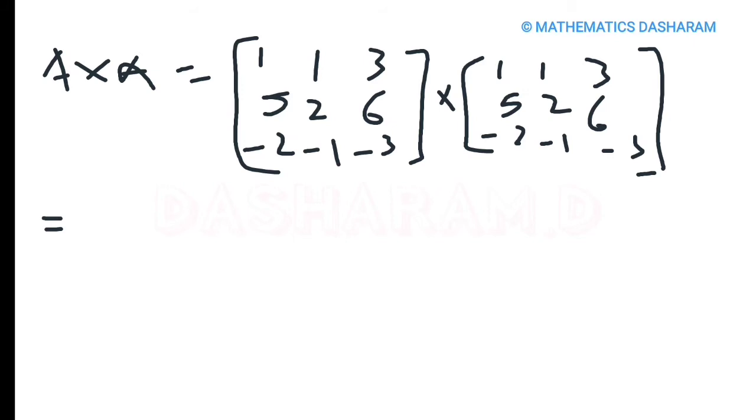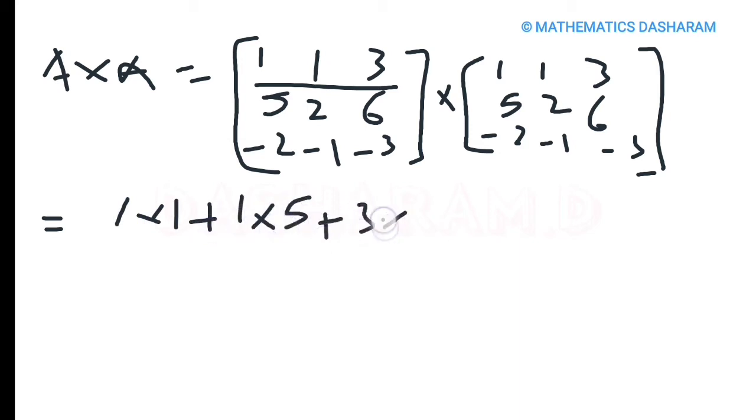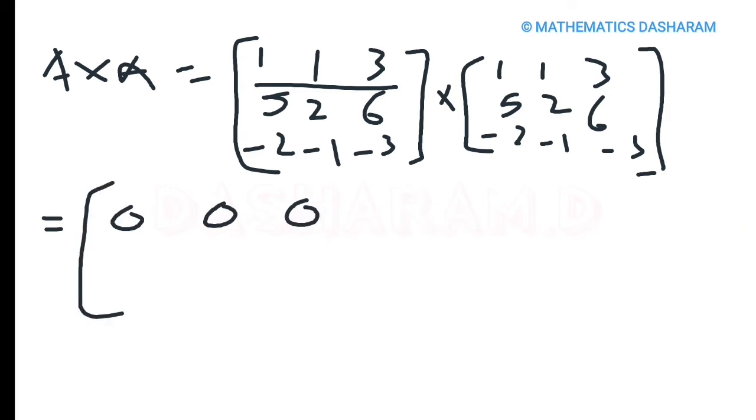So to get the A cube answer, first you find the A into A answer. So here A matrix, here also A matrix. So first row multiply with the first column. So first row is 1 into 1 plus 1 into 5 plus 3 into minus 2. So first row with the first column answer 0, first row with the second column answer 0, first row with the third column answer 0.